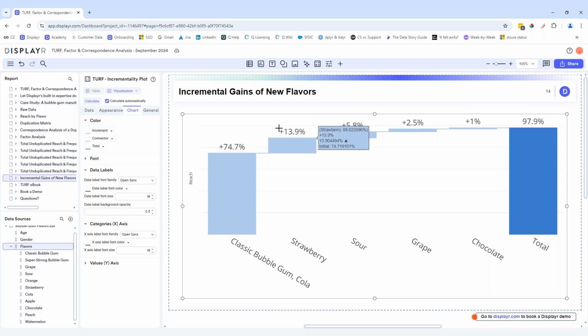We see that adding strawberry increases reach by 14%, and then adding sour on top of that increases reach 6% more. Adding grape increases reach by only 2.5%. So the trick just might be adding strawberry and sour to classic bubblegum and cola, and then just sticking with the 4-flavor portfolio. This is where your judgment and other factors come into play, and you need to decide if the incremental gains from adding a flavor are worth it.